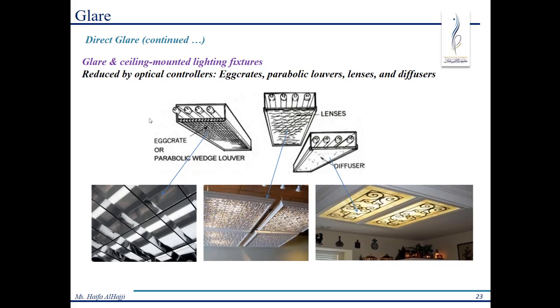Now, how can we avoid this condition? How can we avoid this issue, the glare, especially from ceiling-mounted fixtures? We can just cover the light source and diffuse the light. For example, here we have these three different covers of light.